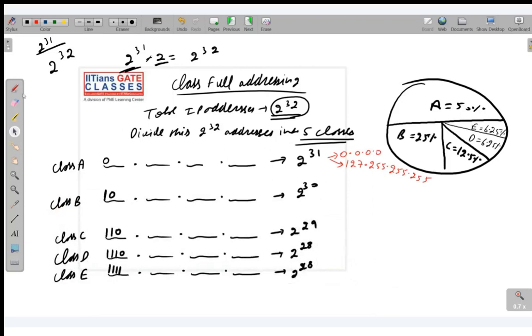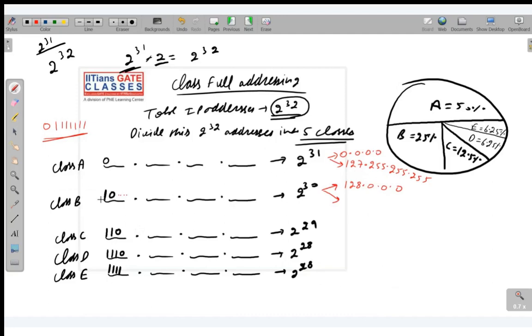Now please tell me, from where will I start for class B, where I have 1 0? 1 0 means 2 bits, and 6 bits remain. If all these 6 bits are 0, what will you get? 1 followed by 7 zeros, which is 128, and the rest will all be zeros: 0.0.0. Any doubt? So how did we get 127? For the last address, I am calculating by putting all ones: 1, 2, 3, 4, 5, 6, 7. Understood.